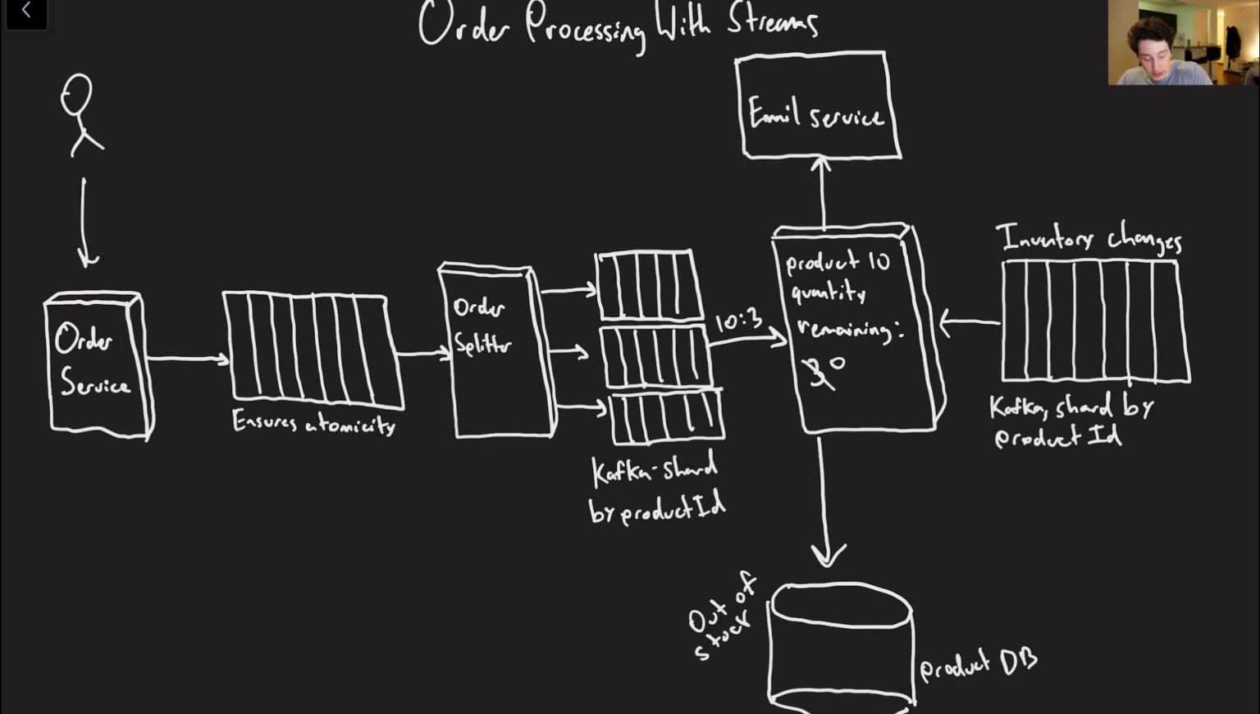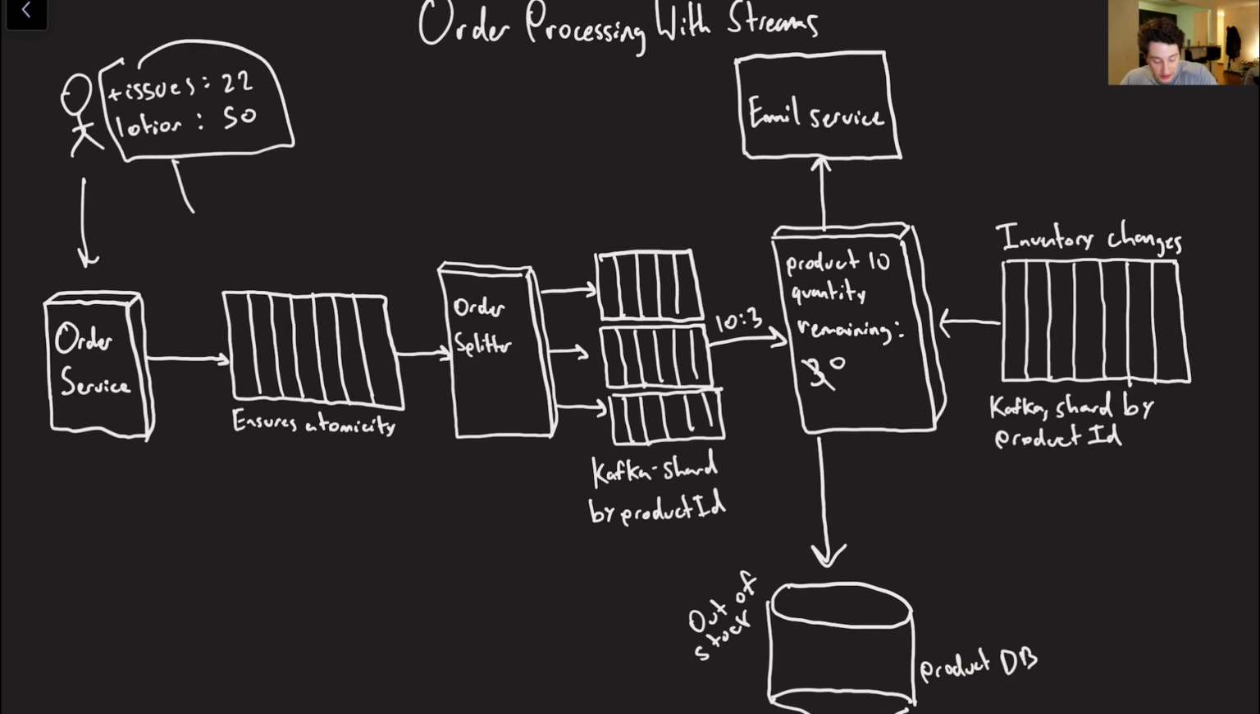So we've got our order service over here. This is where I come and place myself an order, for some tissues and some lotion. Now the first thing that's going to happen is these are two different product IDs, right? Tissues could be product ID 22, lotion could be product ID 50.